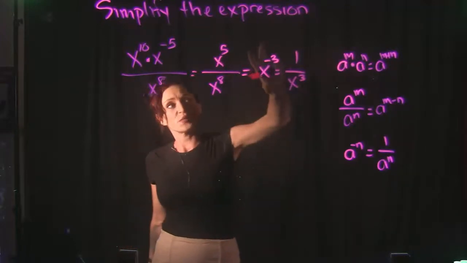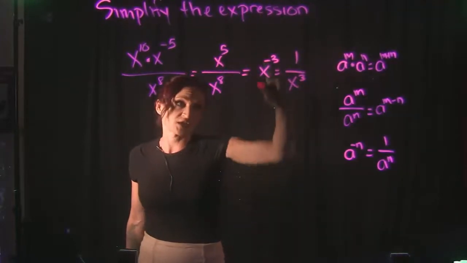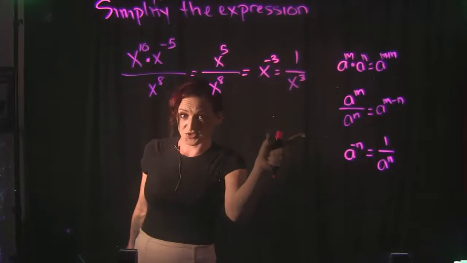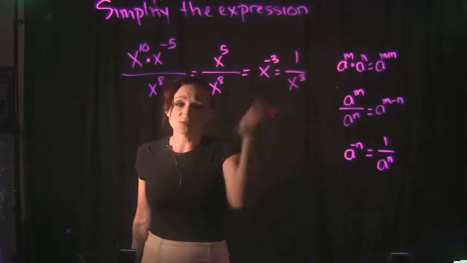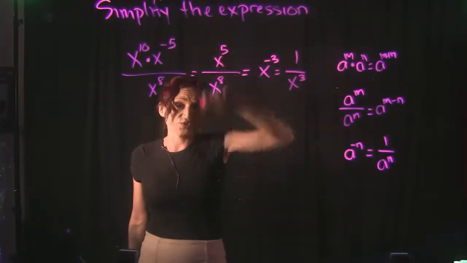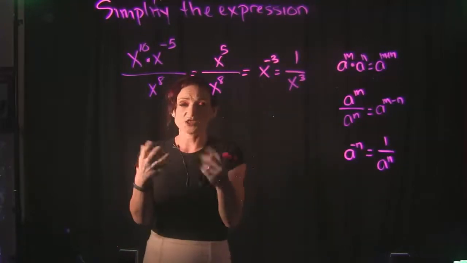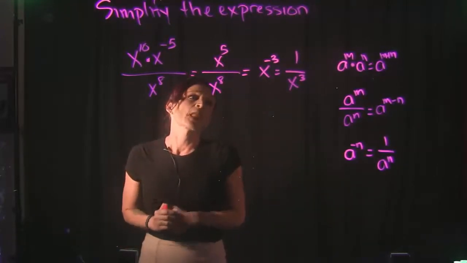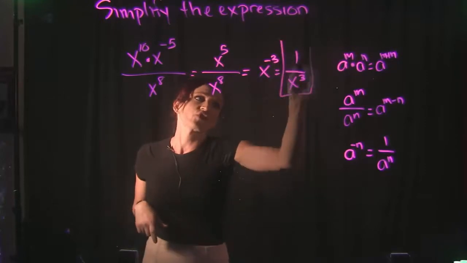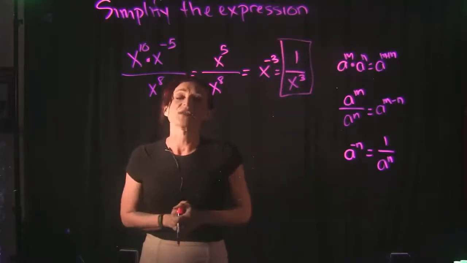A negative exponent flips sides of the fraction. If it's in the numerator, it goes down to the denominator. If this happened to be in the denominator, then it would move up to the numerator. But it flips sides of the fraction and it changes sign. It becomes positive. So we're left with 1 over x to the 3rd as our final answer.